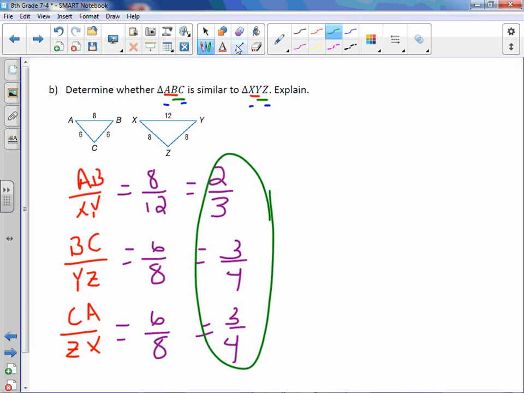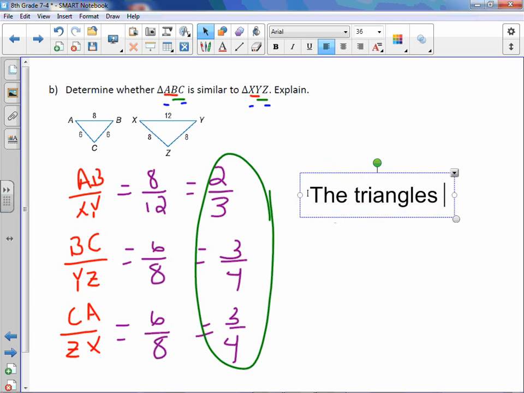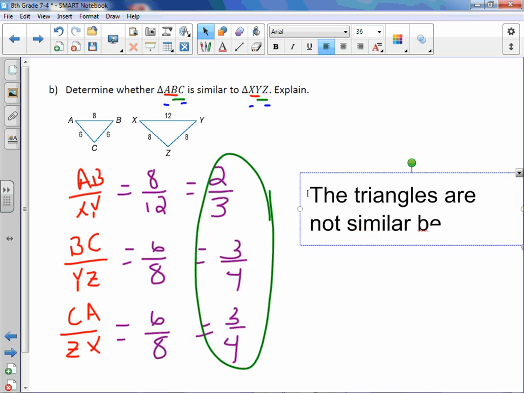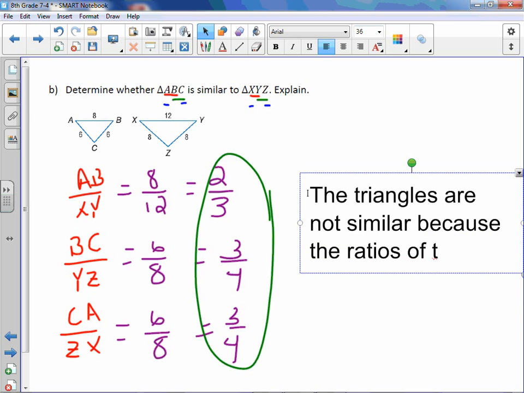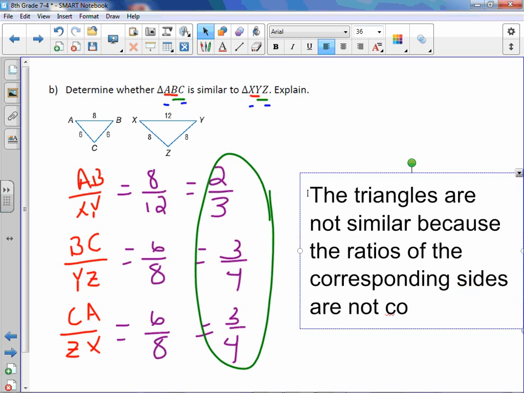So it doesn't matter if the angles are congruent or not, because I know just from the sides not being proportional, they are not similar. So the triangles are not similar because the ratios of the corresponding sides are not congruent.